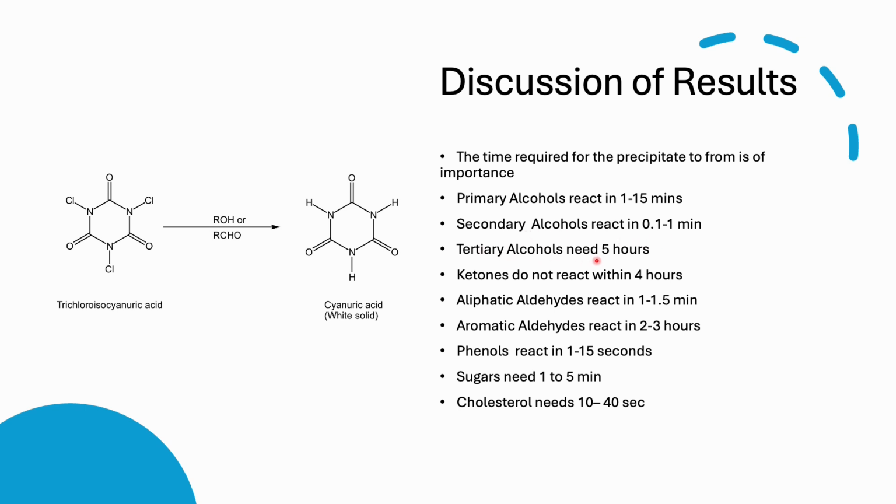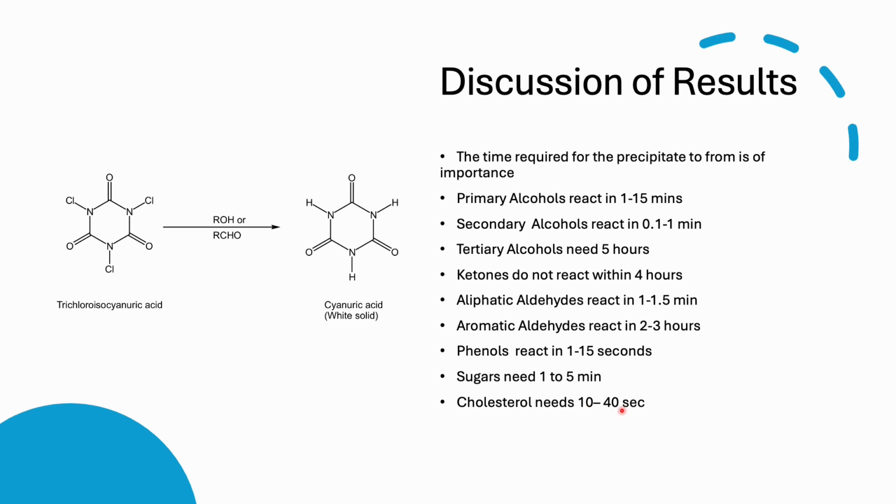Tertiary alcohol needs 5 hours. Ketones do not react within 4 hours. Aliphatic aldehydes react in 1 to 1.5 minutes. However, aromatic aldehydes react in 2 to 3 hours. Phenols need to react in 1 to 15 seconds. Sugars need 1 to 5 minutes. And cholesterol needs 10 to 40 seconds.